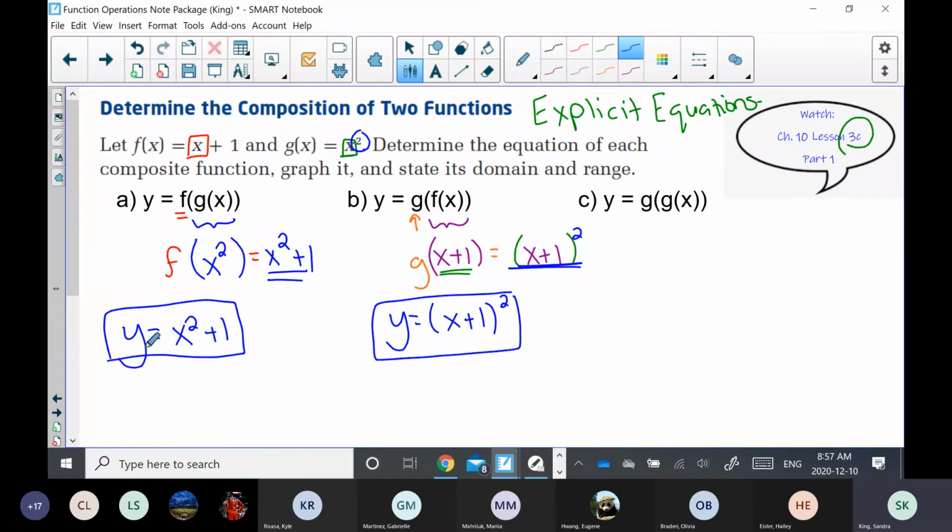This is the second explicit equation. This third one, take that g of x and say, what is g of x? So I go back over here. I'm just going to erase.